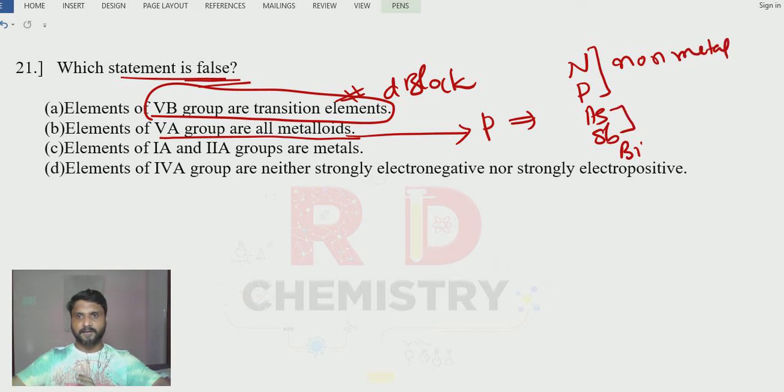Arsenic and antimony are the metalloids, and bismuth is a metal. So that is a wrong statement. So answer should be B.